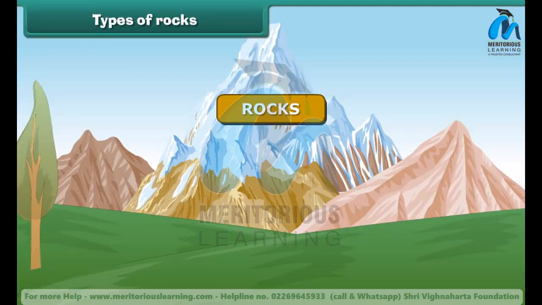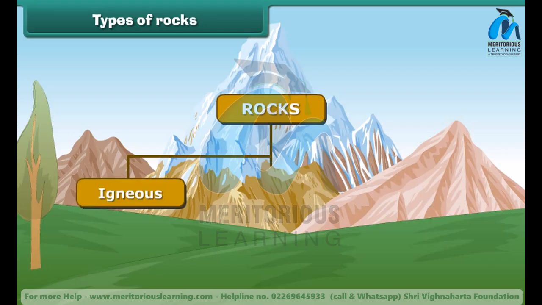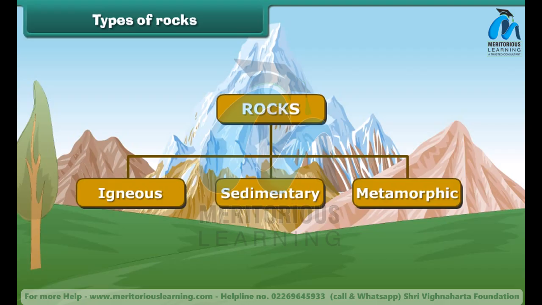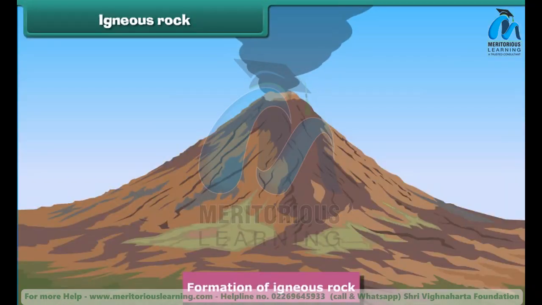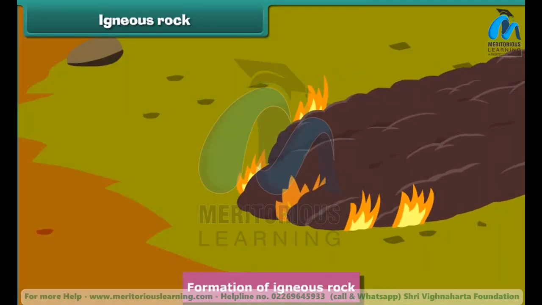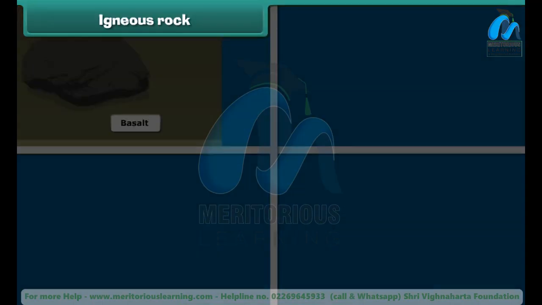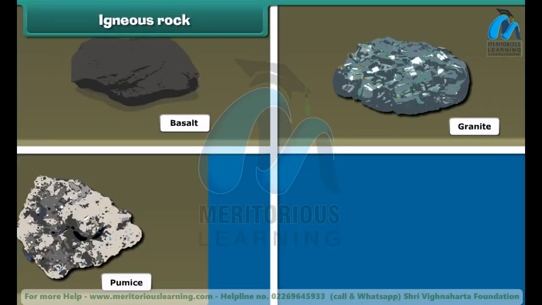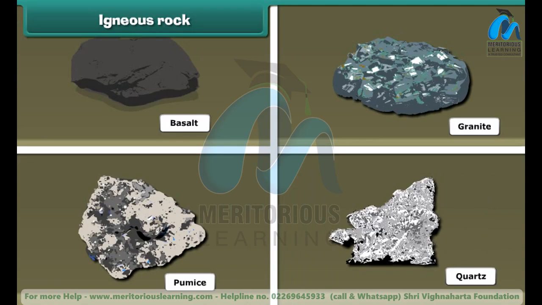Dear friends, there are three main types of rocks depending on how they are formed. These are igneous rocks, sedimentary rocks, and metamorphic rocks. Let's discuss them in detail. Igneous rock is formed when molten rock like lava in volcanoes cools, hardens and solidifies. It is often shiny and glossy. Basalt, granite, pumice, and quartz are examples of this kind of rock.